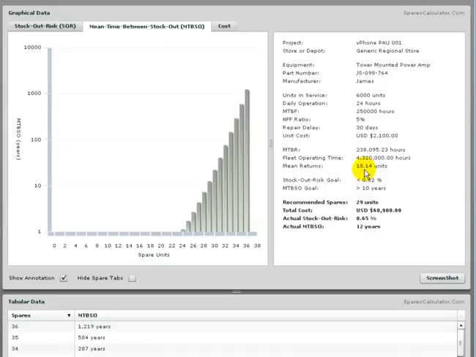The fifth region shows our original optimization goal. You might also notice that Space Calculator has converted the MTBSO goal into a stockout risk goal. In this case, an MTBSO goal of 10 years converts to a stockout risk goal of 0.82%. The sixth region shows the recommended number of spares. It also shows the total cost and the predicted MTBSO and stockout risk figures. In this case, 29 spare units should give us a stockout risk of 0.65% and a mean time between stockout of 12 years.